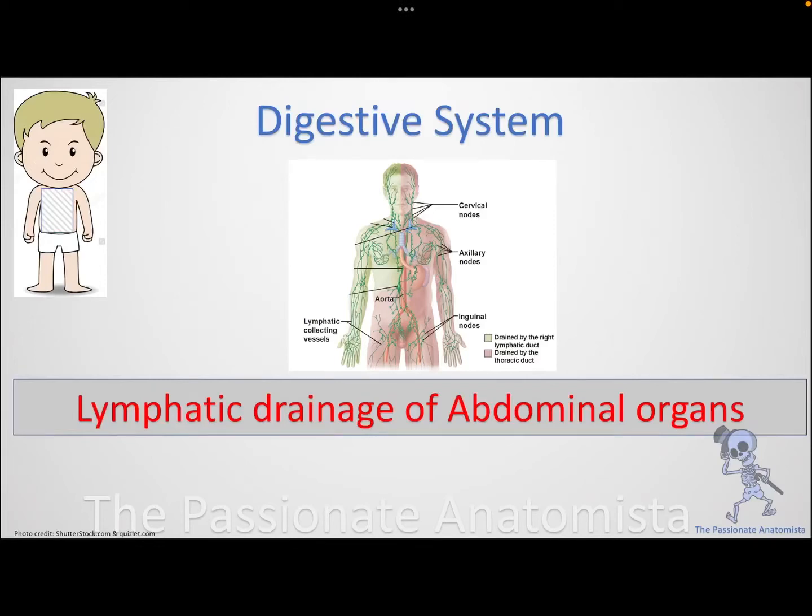Hello guys. In this video, we're going to talk about the lymphatic drainage of abdominal organs. But to be more specific, because here we are in the digestive system, we're going to talk about the drainage of the organs of digestion. All right, otherwise the other organs will be explained in their respective modules.